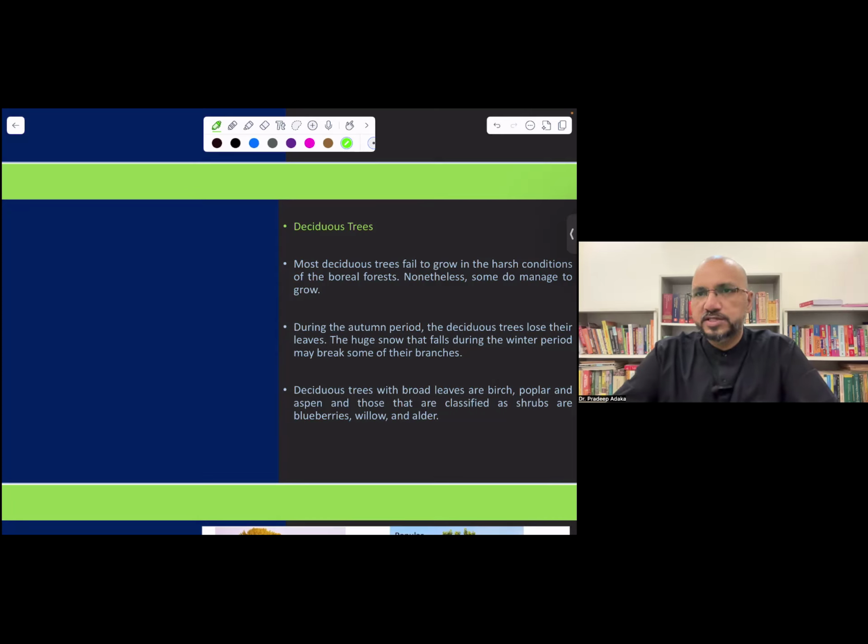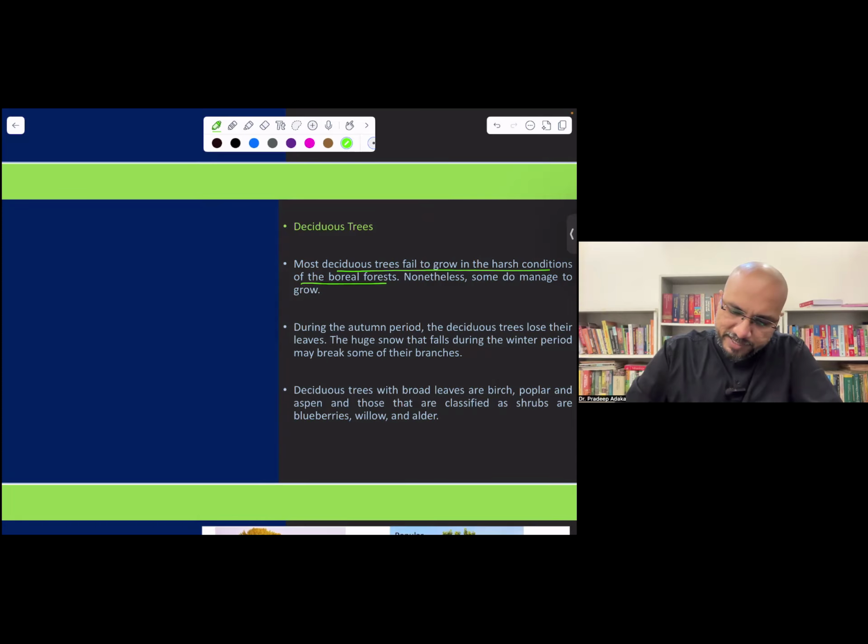Some deciduous trees might also be present, but very few in number. They are not the dominant group. Most deciduous trees fail to grow in the harsh conditions of the boreal forest. Nonetheless, some do manage to grow. Most of them are not able to tolerate such conditions, heavy snow and very low temperatures. But some do grow here.